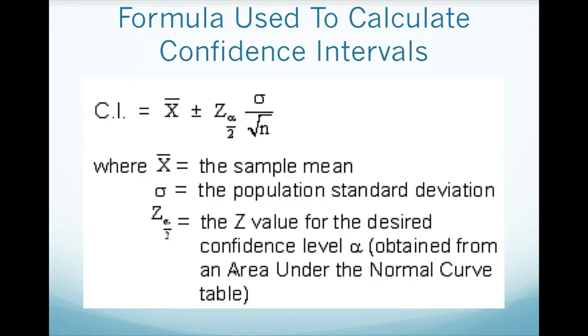So confidence intervals equals x bar plus or minus z times sigma over the square root of n, where x bar equals the sample mean, sigma equals the population standard deviation, and z equals the value of the desired confidence level.